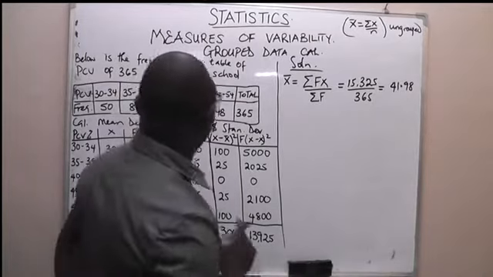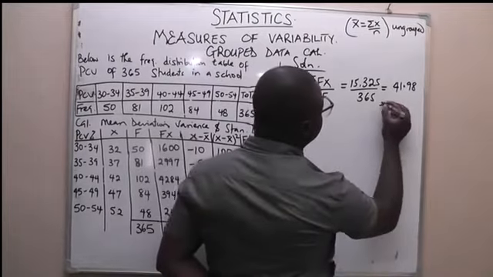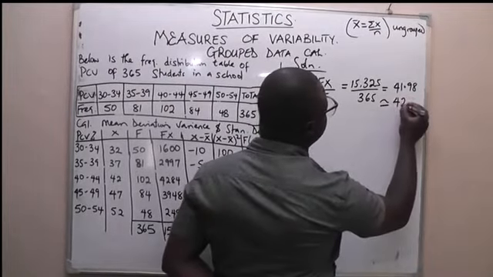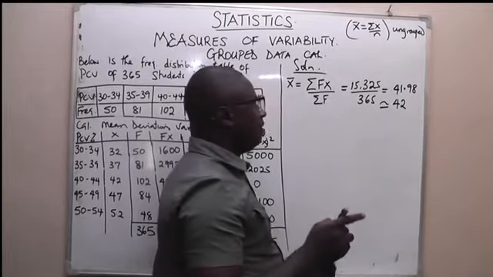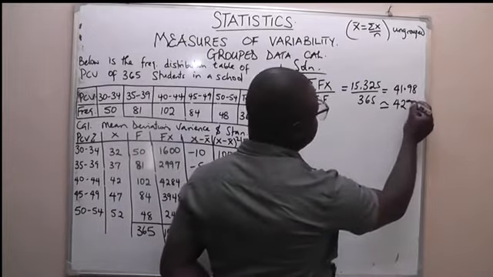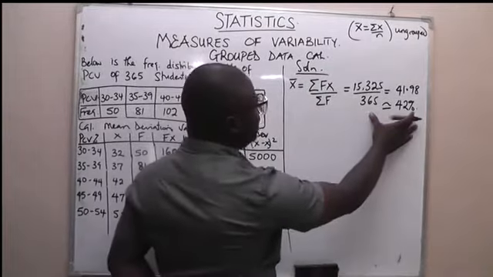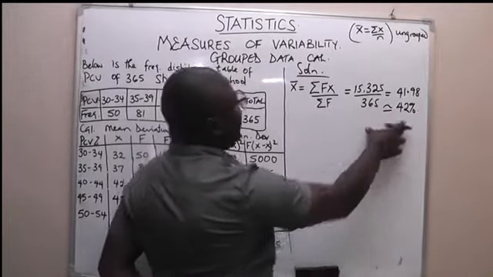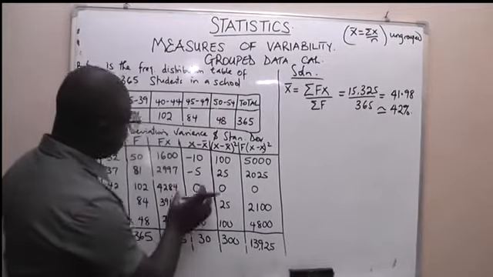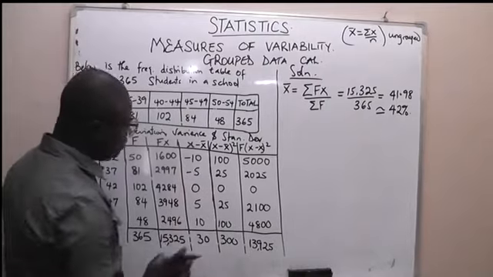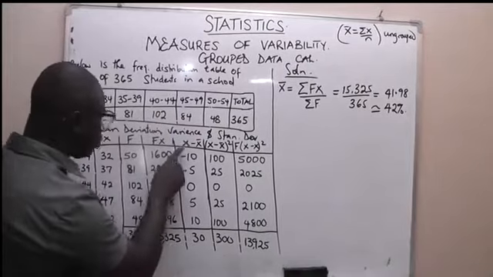But note that PCV is a discrete data, so we have to approximate it. So approximately we have 42. Don't forget to put your units. PCV is in percent, so you put your units. So that is for the mean. Now with this, we can go ahead to calculate the mean deviation. If you look at this column, it deals with deviation. Now, what was our x again?